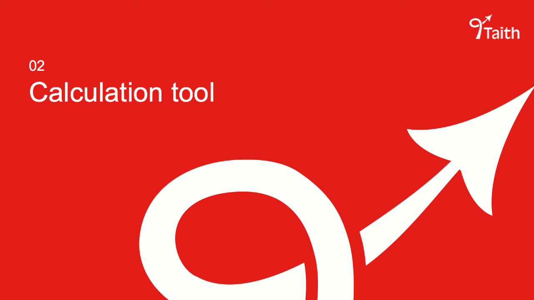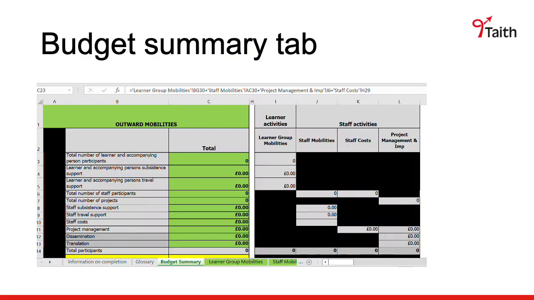Let's look at the other document, the grant calculation tool. An Excel spreadsheet which helps you to find how much funding you can request for your Pathway 2 project. Here you can see the Budget Summary tab. There are other tabs as well with basic information about the content of the calculation tool, a glossary, and then a series of tabs that we will explore in more detail now.